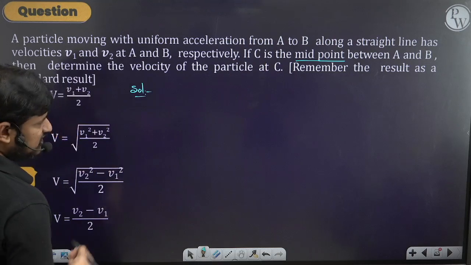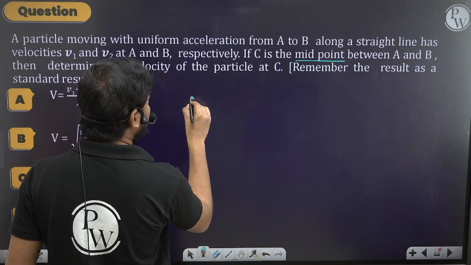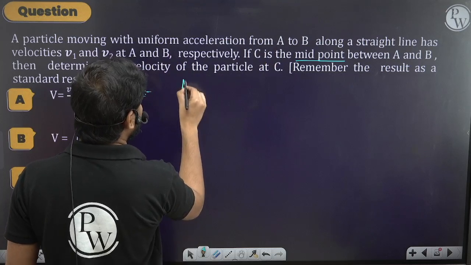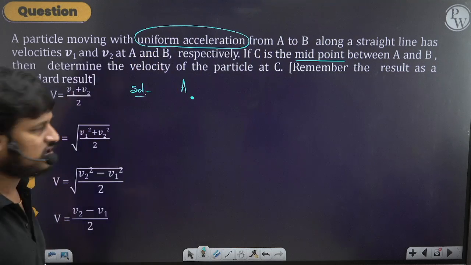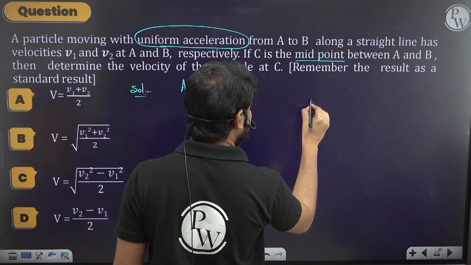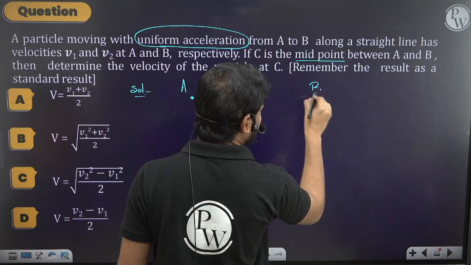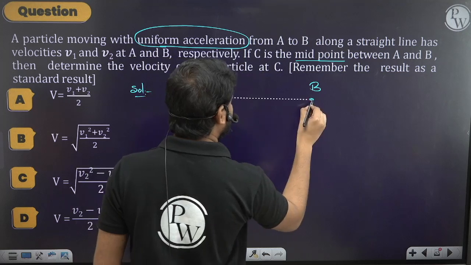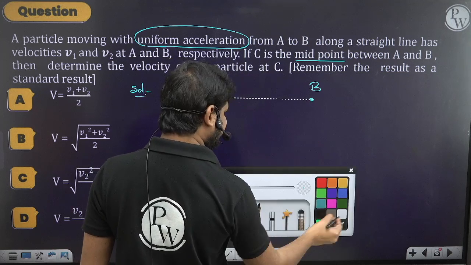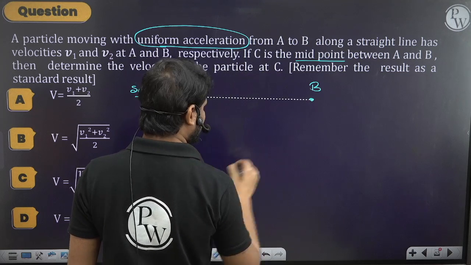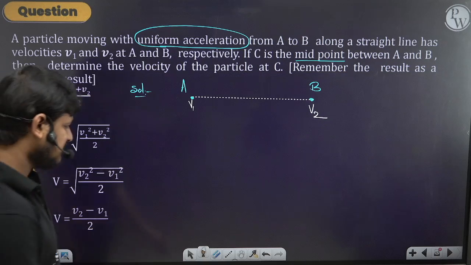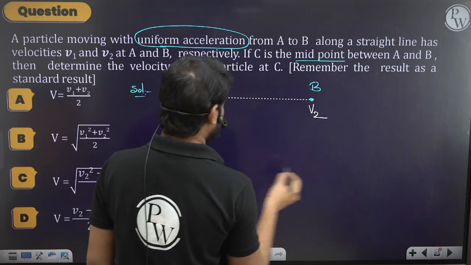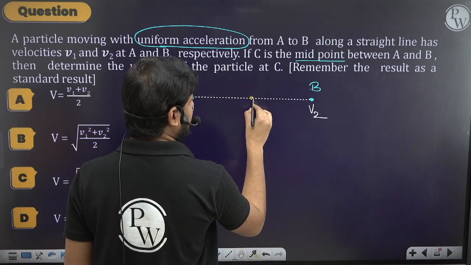See here, what they are saying is, a body is moving in a straight line path with uniform acceleration. It started at A, and let's suppose it is moving to the point B. The body has velocity v1 at A and velocity v2 at point B. Okay, then C is exactly the midpoint.